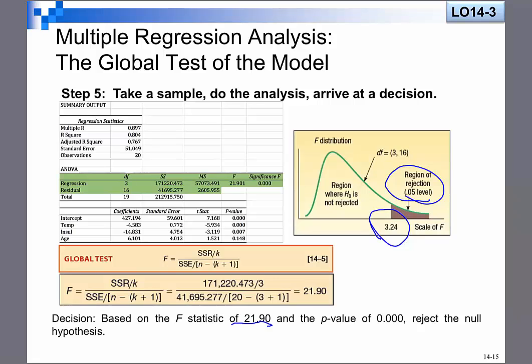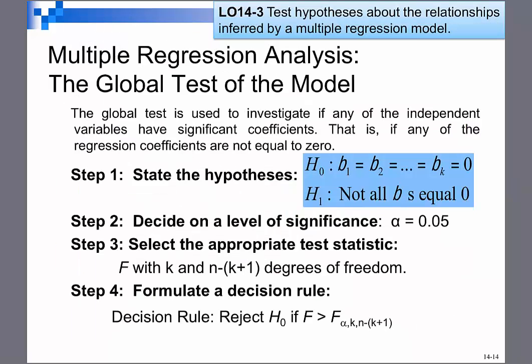So if you implement your standard formula of F.INV.RT and we use 3 and 16, we then can find our 3.24. Now remember, let's go to this 3 and 16 real quick. It says that you must be using a k and n minus k plus 1. That's going to be your numerator and your denominator, in terms of your degrees of freedom.